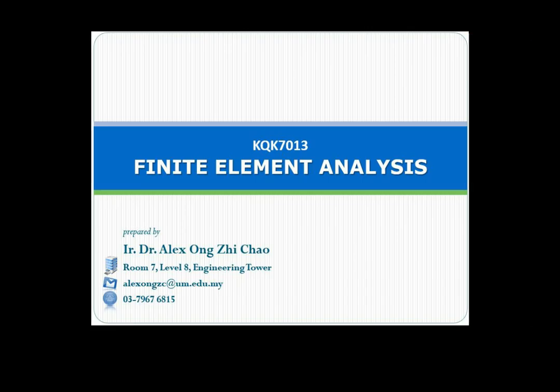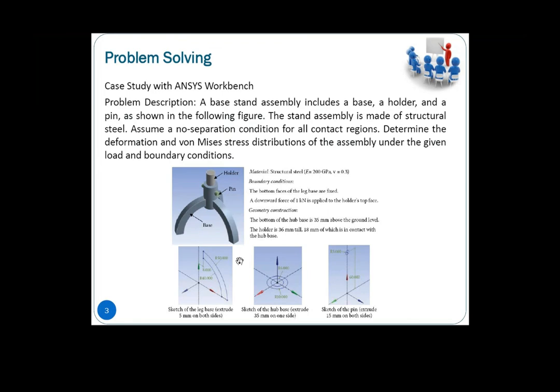Okay, I have another example problem of this. It's a base stand assembly. So you have a base here, you have a holder, then you have so-called pins. Here it is made of structural steel, so no problems. You have three components: a base, a pin, and a holder. Structural steel is the default material, so you do not need to create materials. But you have to check whether the material properties, Young's modulus and Poisson's ratio, are correctly inserted, 200 and 0.3. If not, then you can edit it.